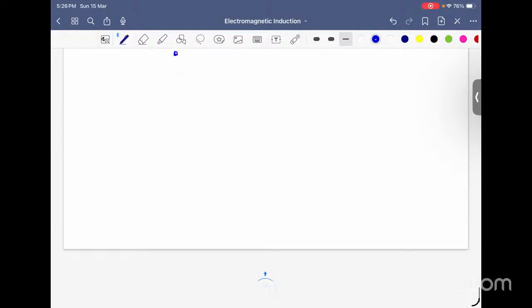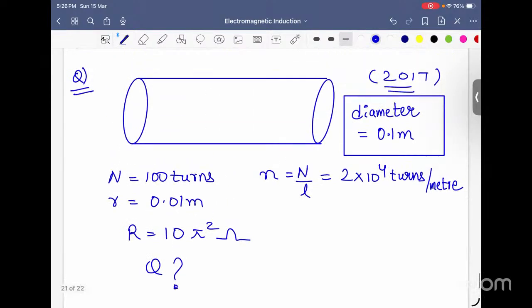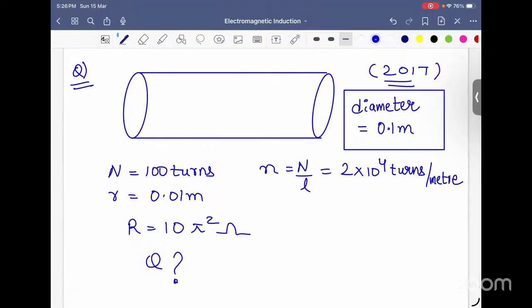Okay, I will solve this for you. Let me narrate the question. You have a long solenoid whose diameter is given as 0.1 meter. If you mark the diameter here, it's something like this. That's 0.1 meter. It has this many turns per unit meter. At the center of the solenoid, a coil of 100 turns and radius 0.01 is placed with its axis coinciding with the solenoid axis.